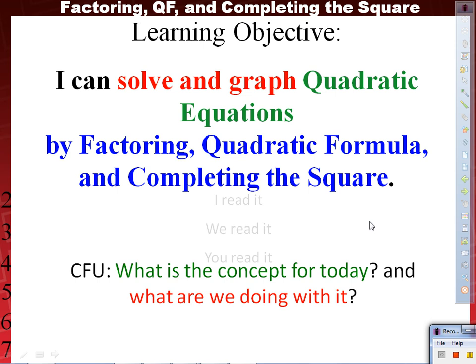For today, I can solve and graph quadratic equations by factoring, quadratic formula, and completing the square. And of course, we're going to be graphing situations with real-world problems. Do we need a Frayer model? No, because we already know what quadratic equations are. We don't need any steps because by now we have all the methods in our noodle. So today we're going to put all that together with word problems.